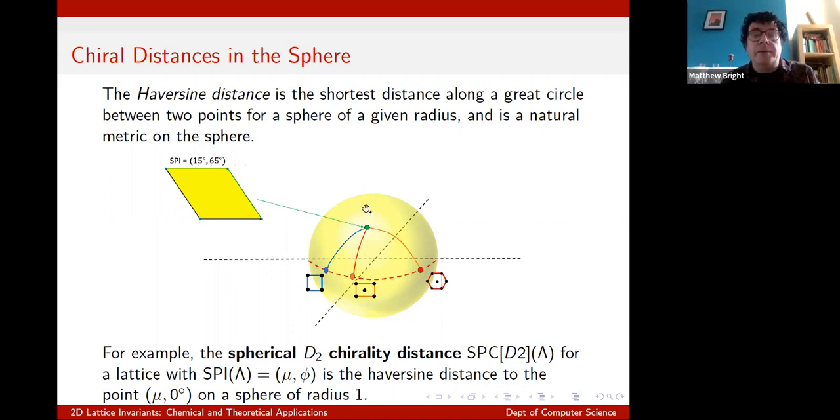And here I've just taken a random lattice at roughly longitude 15, latitude 65, so that you can see both the square and the hexagonal lattice here, and so that you can imagine these great circles. The chirality distance, or a spherical chirality distance, is just this Haversine distance to either the specific point representing the square or the hexagonal lattice, or the point on the equator that's nearest, which is obviously the point which shares the same longitude but is at latitude 0.